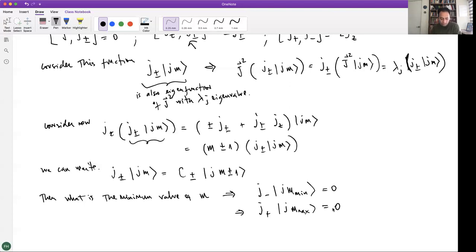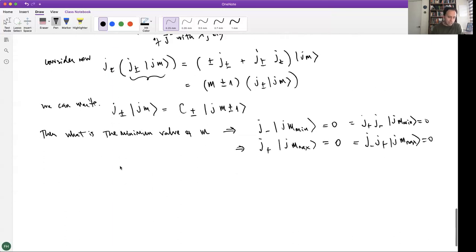And of course, you can use this to write down any relation you want. For instance, you can multiply the first relation here. You can rewrite it like J plus J minus acting on J M minimum equal to 0. And also you can write down J minus J plus acting on J M maximum equal to 0. Okay. So why do we write these products? Because now we can use things like this.